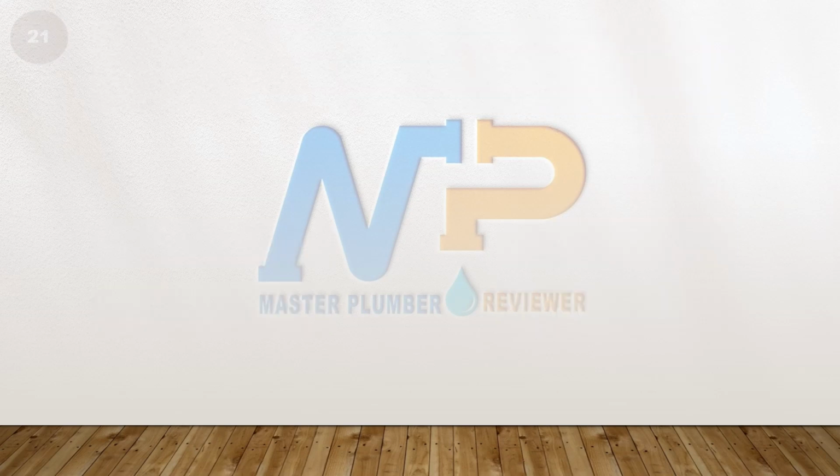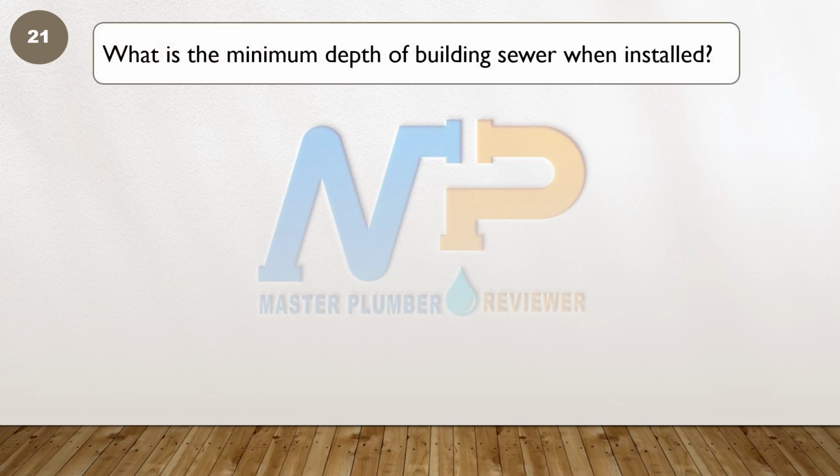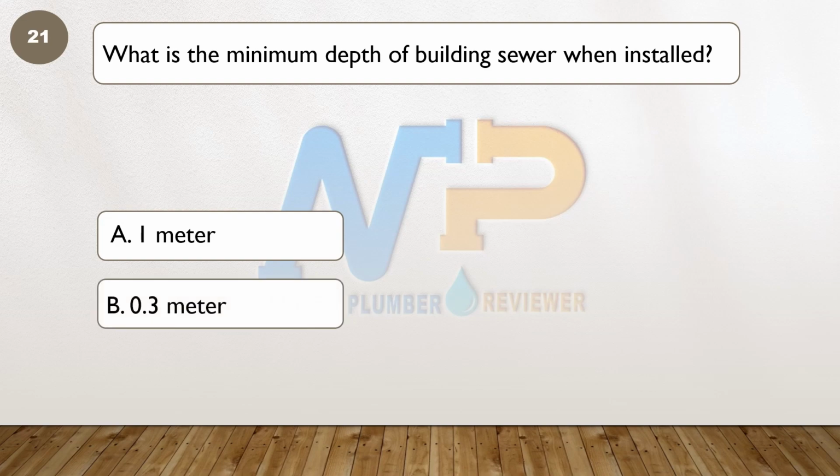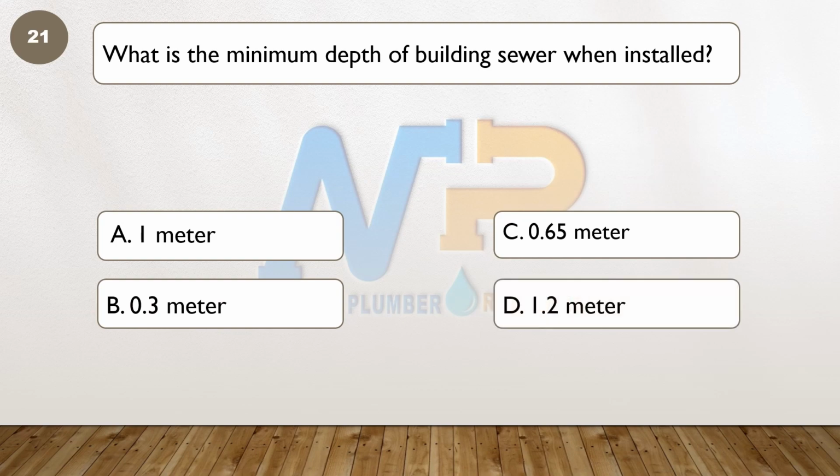Number 21. What is the minimum depth of building sewer when installed? A. 1 meter. B. 0.3 meter. C. 0.65 meter. D. 1.2 meters. The answer. It's B. 0.3 meter.